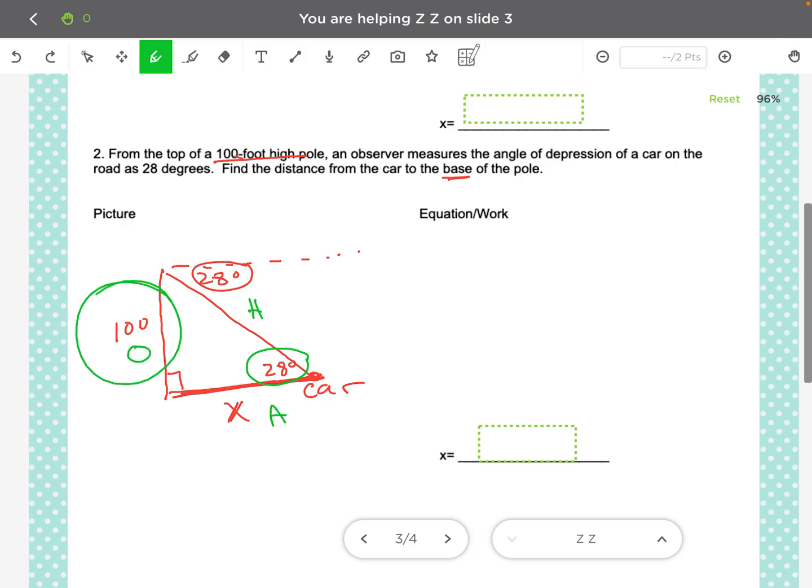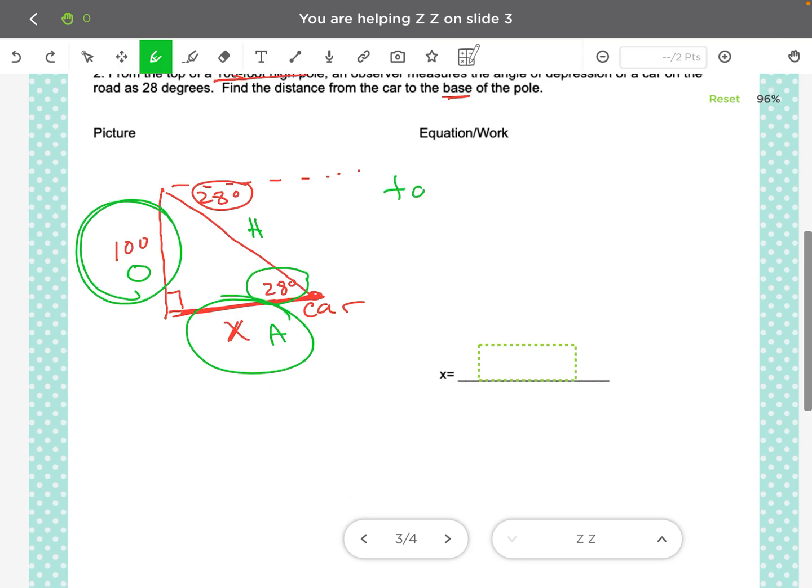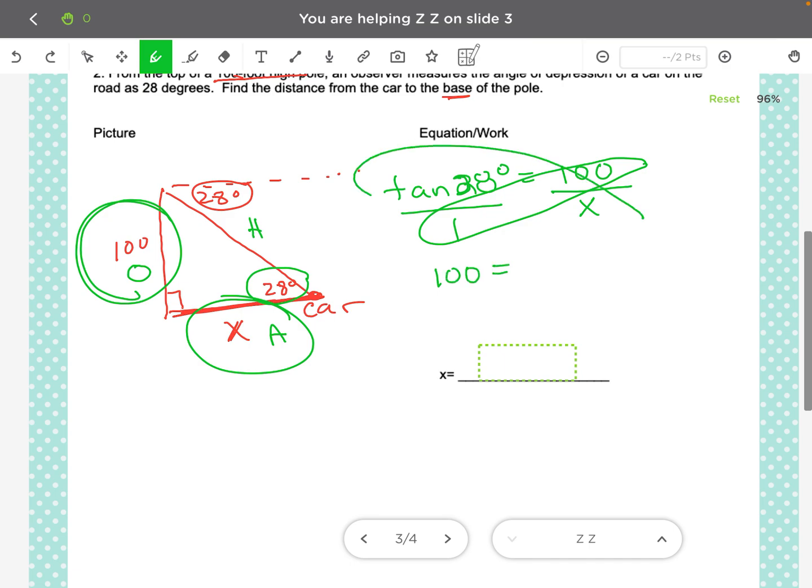I need to use the side that has a number and the side that has an X. Notice again, I've got O and A. So I'm going to use TOA again. So that's my tangent. So tangent of 28 degrees is opposite, which is the O, which is 100, over adjacent. So there's my setup. Let's write this over 1. And we're going to cross multiply. So 1 times 100 is 100. On the other side, I have X, tangent of 28 degrees.